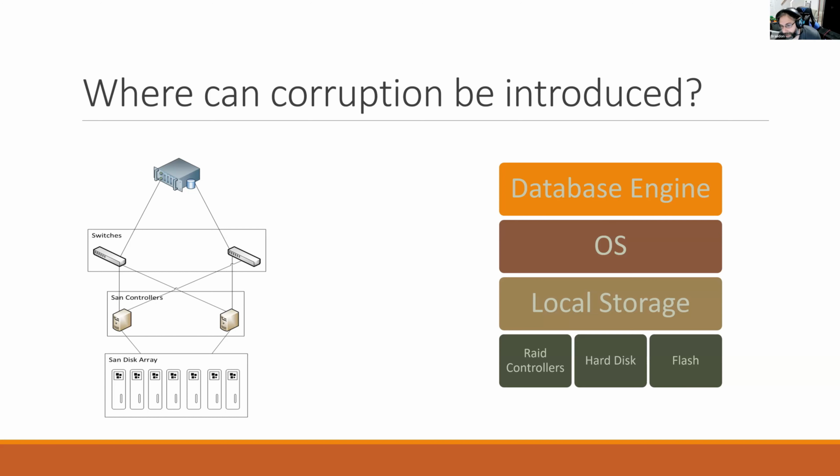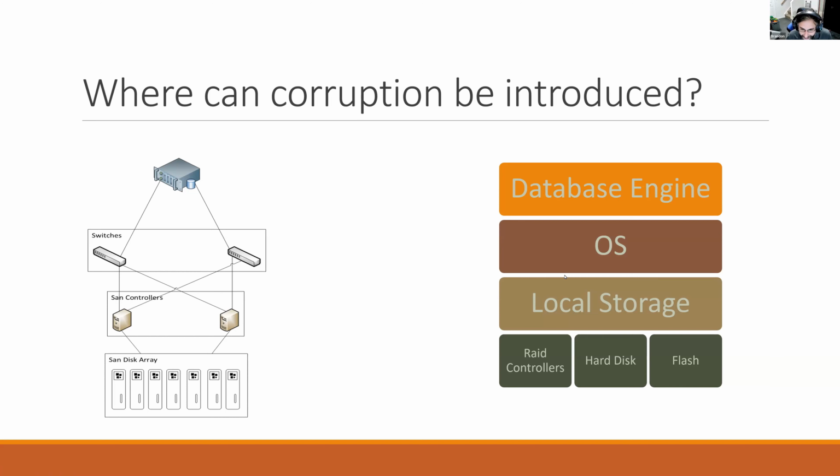Internally in the OS, however, you'll typically have the database engine, which sits on top of the OS itself, which has local storage. And that storage may be RAID, it could be spinning rust, or it could be flash-based storage, NVMe, something like that. Does anyone want to pop into chat and say where they, or even just unmute and say where you think corruption can happen in here? I'll give it a few seconds.